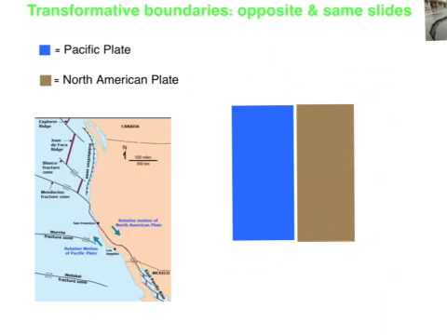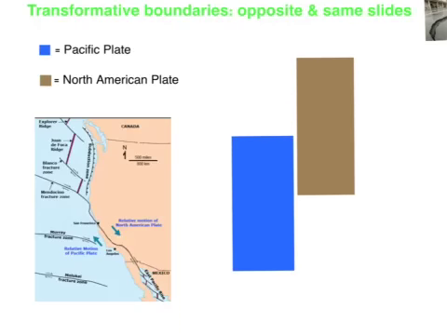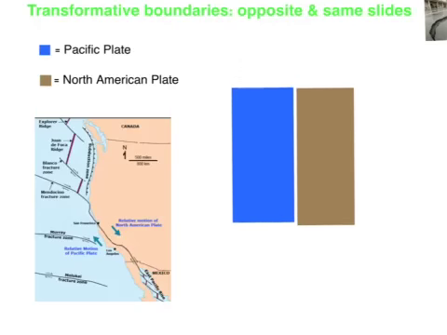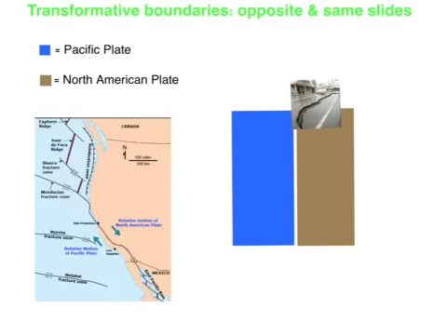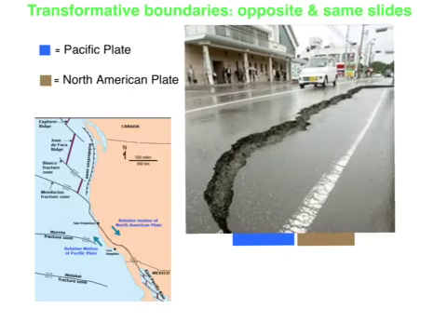The next type of boundary are transformative boundaries. Transformative boundaries can move in two ways. One, they move opposite each other. Or they can move the same direction a little at a time. An example of where this happens is the San Andreas Fault. When this happens, cracks form in the earth from the rubbing.